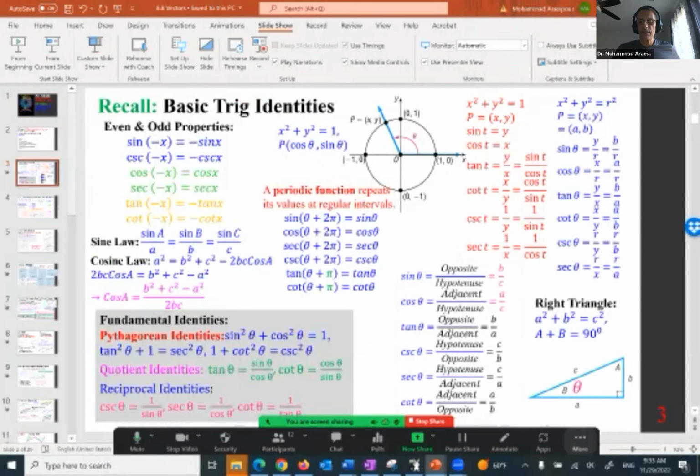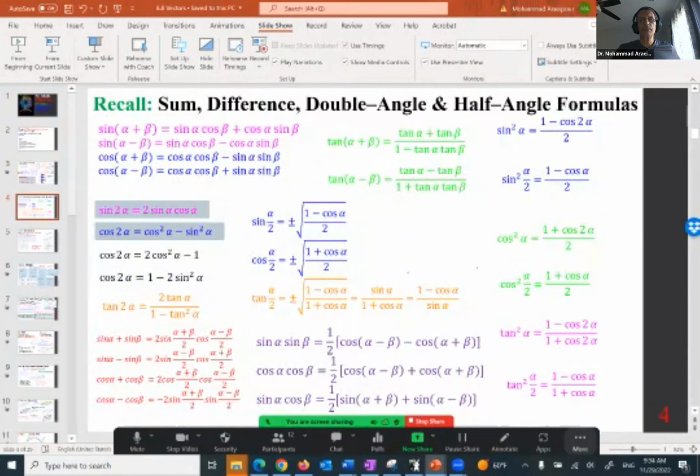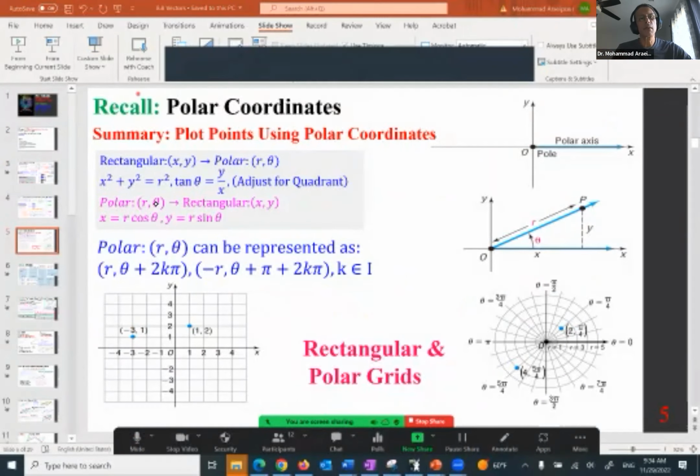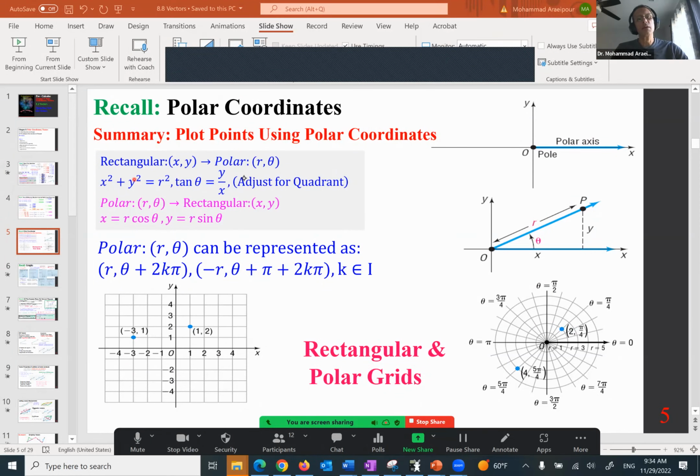Basic trig identities, more formulas and identities, polar coordinates and the relationship between them and rectangular coordinates. Here, x and y versus r and theta. x is r cosine theta and y is r sine theta.